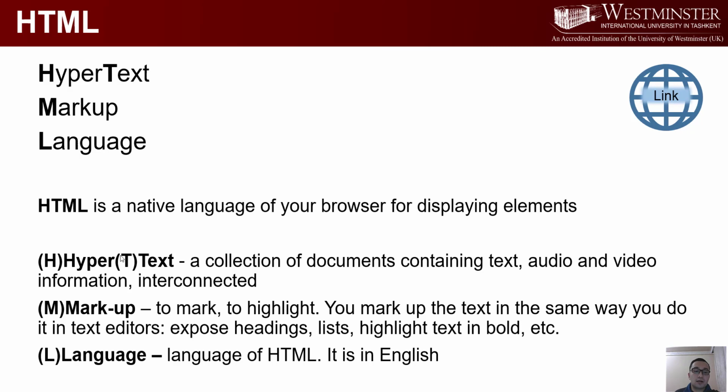Markup, the synonym for this word would be to highlight. Markup is to highlight. You mark up the text in the same way you do it in text editors, to expose headings, to differentiate lists, or to highlight some text in bold, and so on. The letter L stands for language, and that is the language of HTML. In HTML, we write code in English.